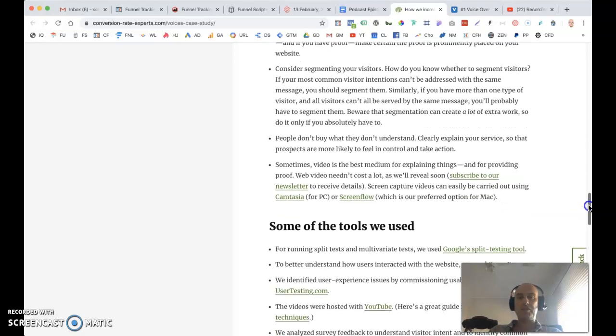Consider segmenting your visitors. So that's what we were talking about before, where in this particular case, they segmented the audience into two completely different categories.